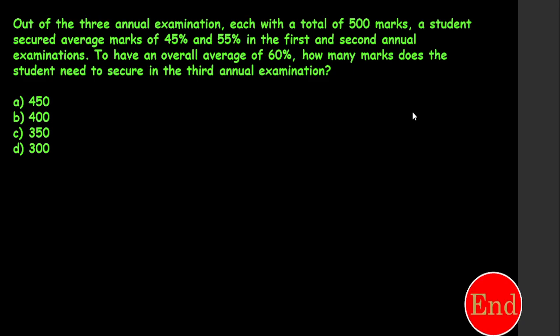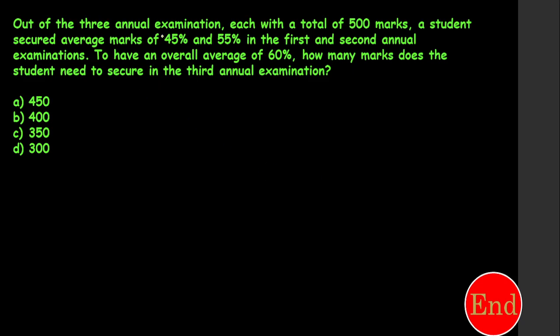Okay, so out of 3 annual examinations, each with a total of 500 marks. So everything is converting guys for this question. Look at this. Out of 3 annual examinations, each with a total of 500 marks, the student secured, right.